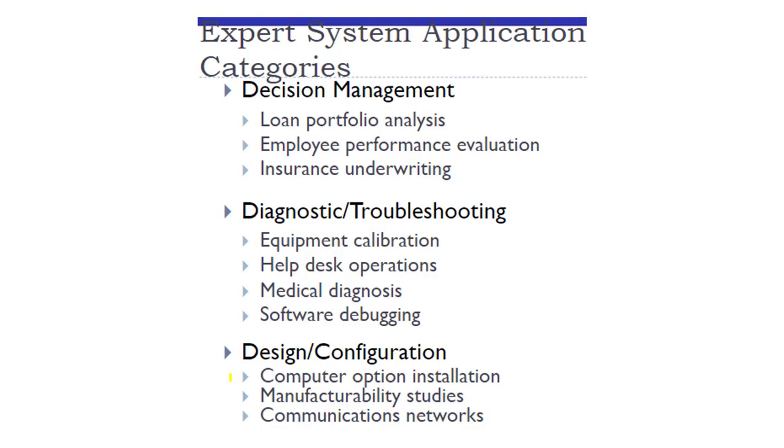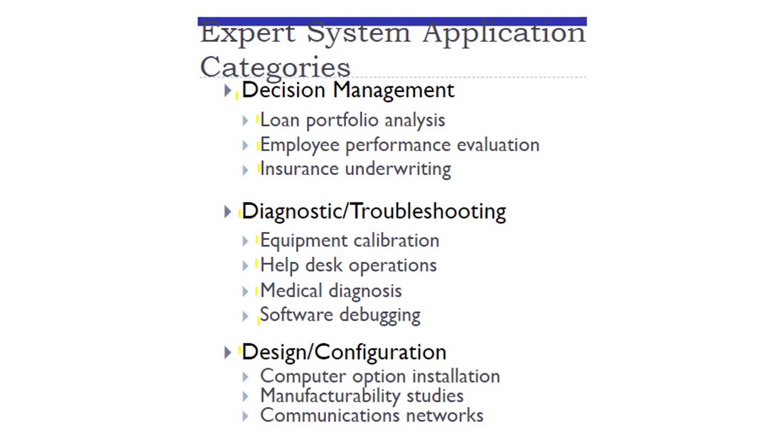Okay. We have here the categories of expert system application. First one, we have decision management. For example, we have loan portfolio analysis. Another application here, employee performance evaluation using the system. And we have insurance underwriting. Another category, we have diagnostic troubleshooting. Examples: equipment calibration, help desk operations, medical diagnosis, and software debugging.